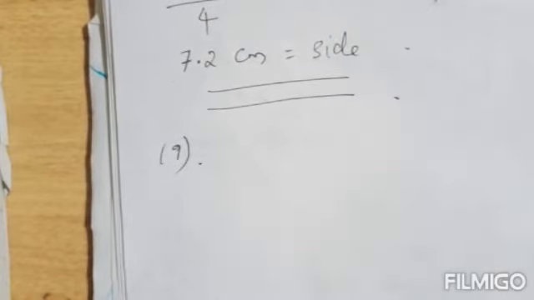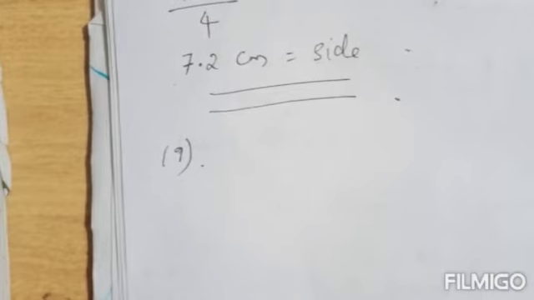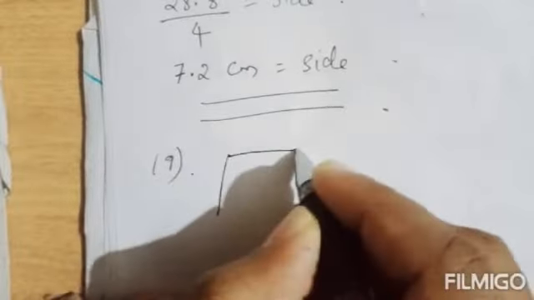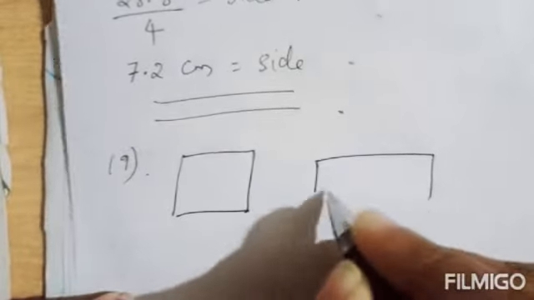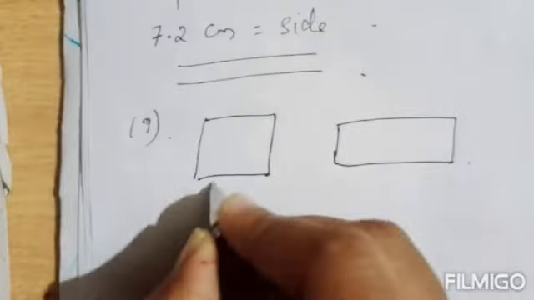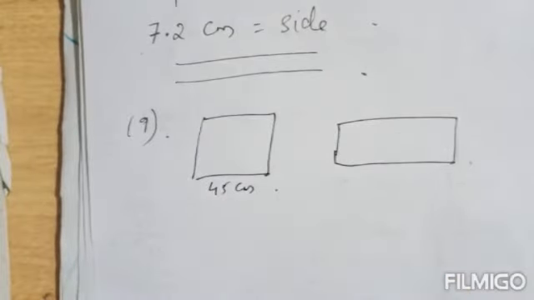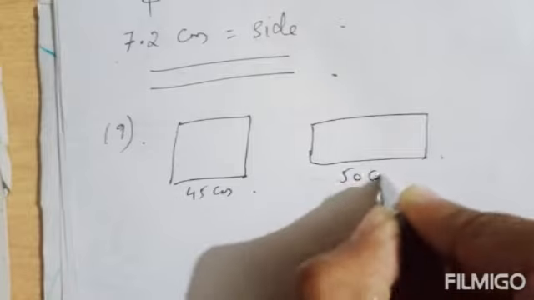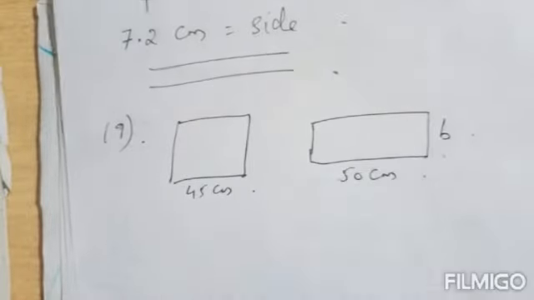Okay. 17th question, 18th question not needed. Next, 19th question. Each side of a square is 45 centimeter and a rectangle has length of 50 centimeter. If the perimeters of both the square and rectangle are the same, find the breadth of the rectangle. So here one square is given, one rectangle is given. Their perimeters are the same. Side of the square is 45 centimeter and length of the rectangle is 50 centimeter. You have to find the breadth.